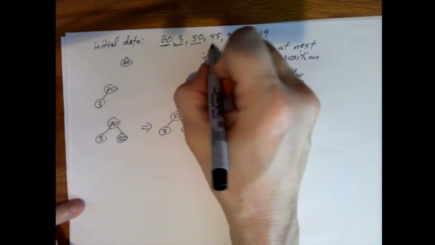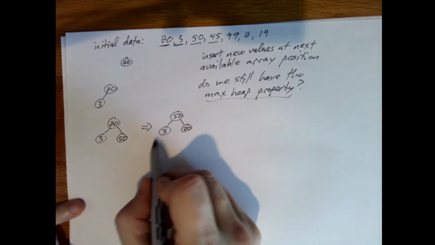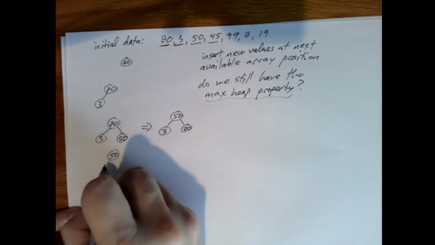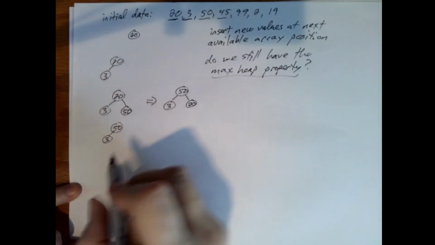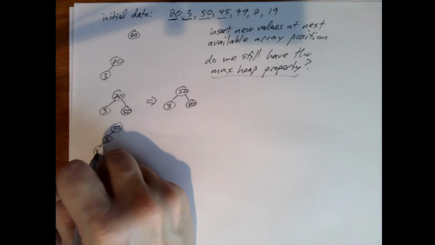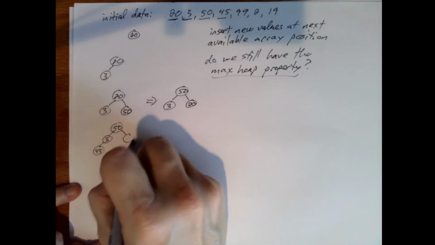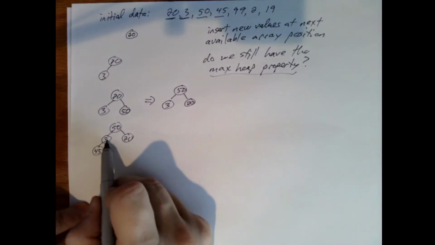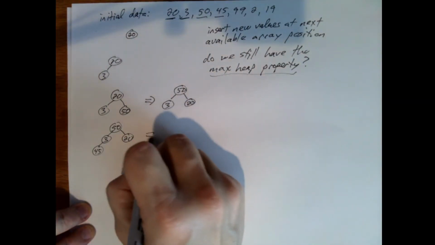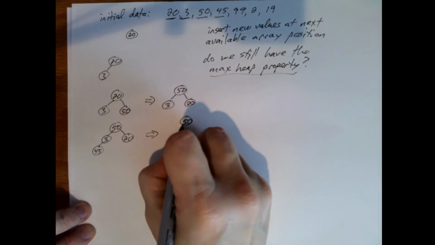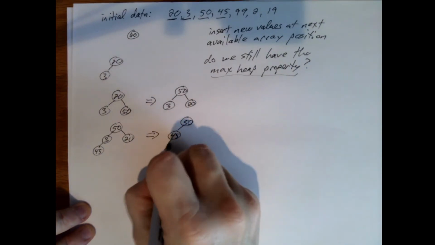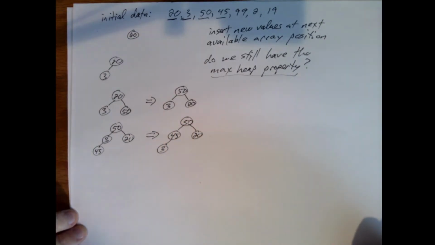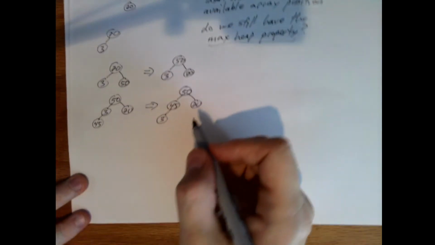So there's 50. Let's add 45. Where would that go? Well, the left child of 3, because the second row is now full. So we have 50. We have 3. We have 45. There's our 20. So now I check the max heap property. 45 is greater than 3, so they need to be swapped. And we're done.